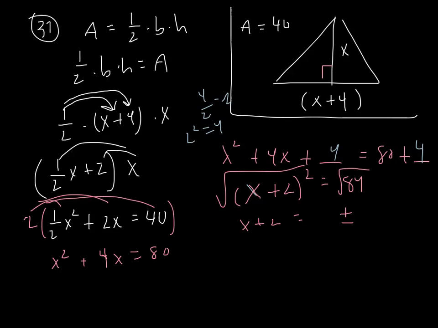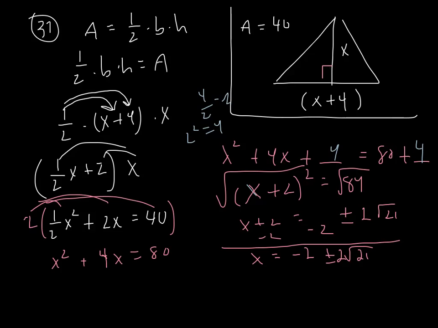Full disclosure here, I actually did press pause for a second. 84 is 4 times 21, so that's going to be radical 2, 21. And when we subtract the 2 from both sides, my numbers are getting a little shady, I know. X equals negative 2 plus or minus 2 radical 21.